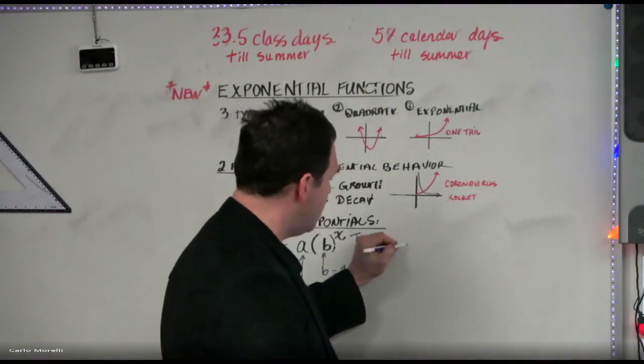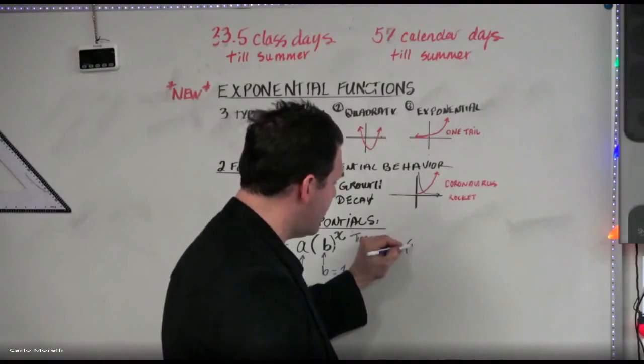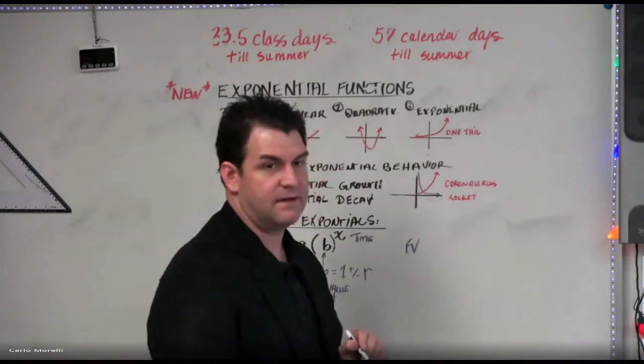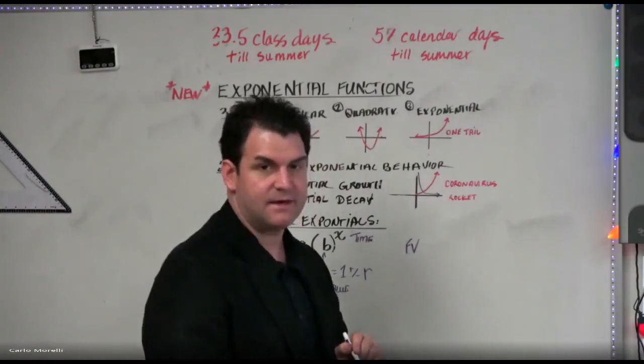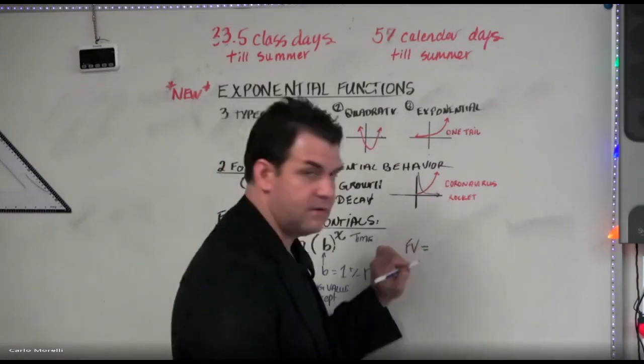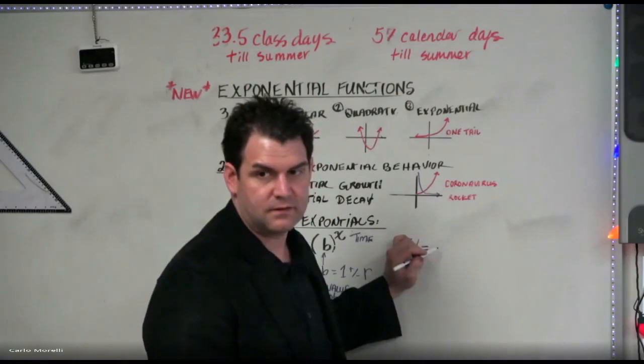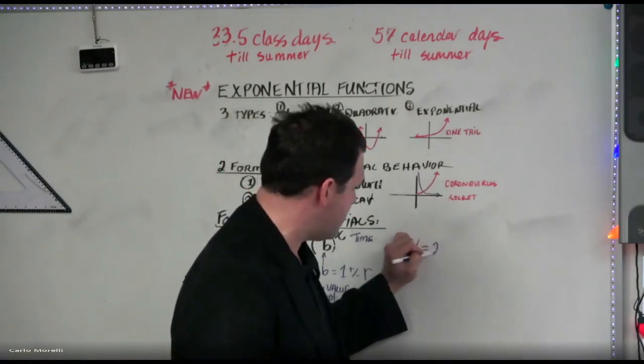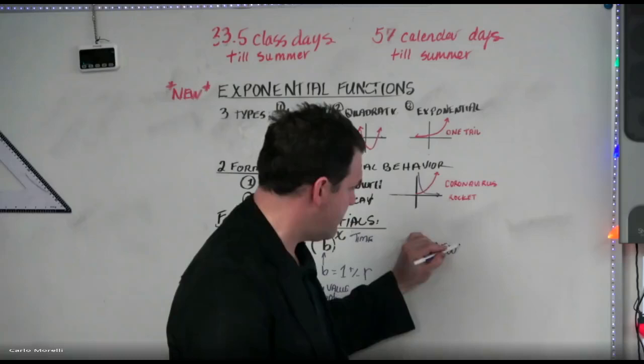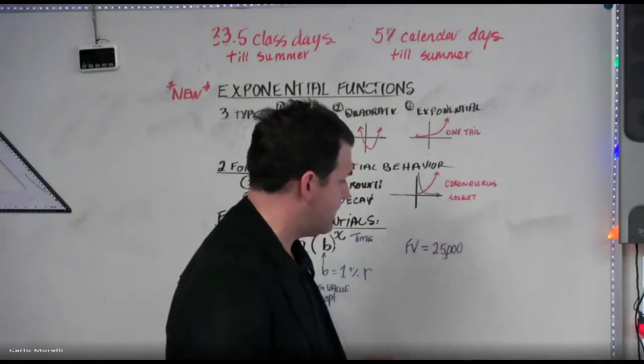So look, I'm going to represent the FV, the future value of the bank account, as equal to the starting value. What was our starting value? 25,000. So go ahead and write 25,000. You should be writing it down. What do I do next?